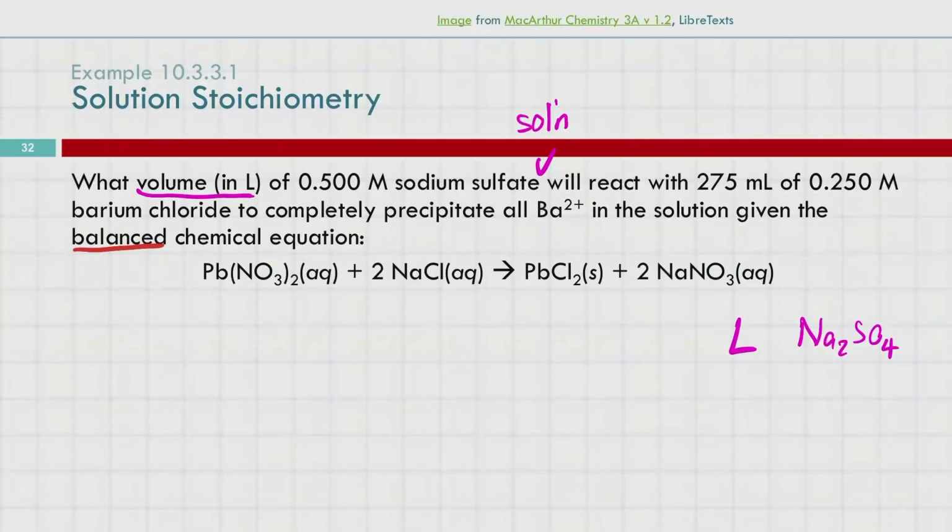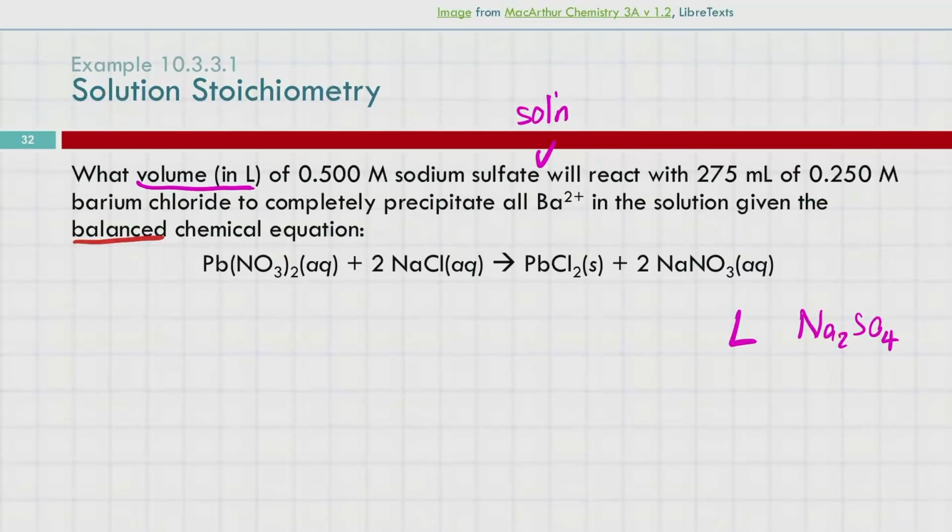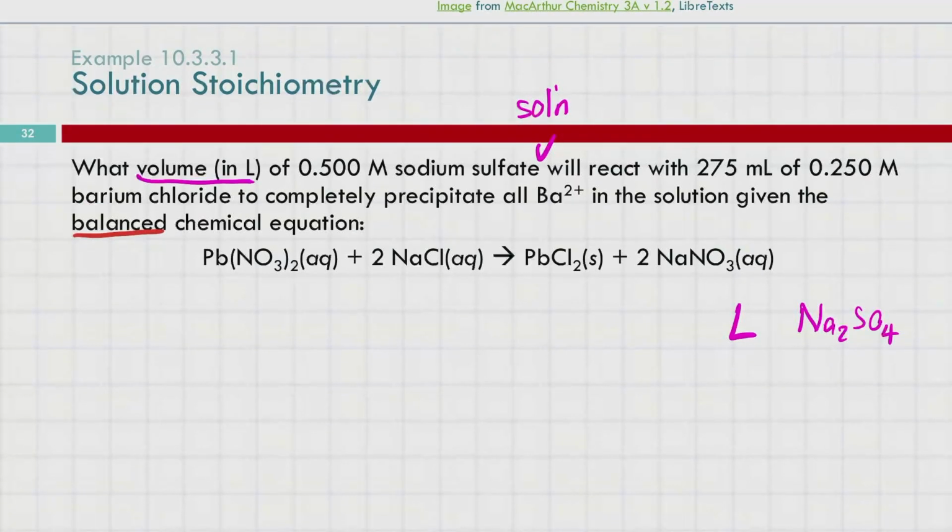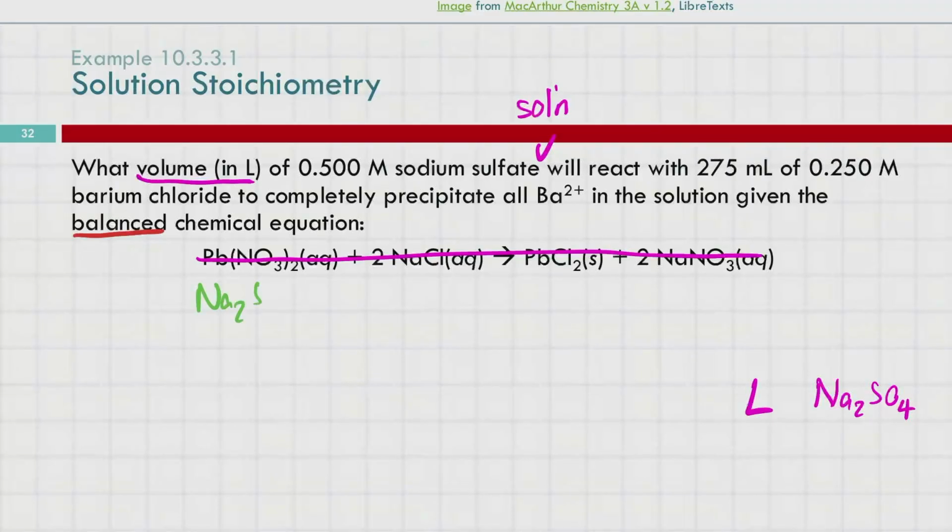We're going to change that. Whatever, I'll just make the correct one. Not a big deal. Okay, we've got sodium sulfate reacting with barium chloride. That's going to produce barium sulfate and sodium chloride, and we're going to have 2 of those. Great.